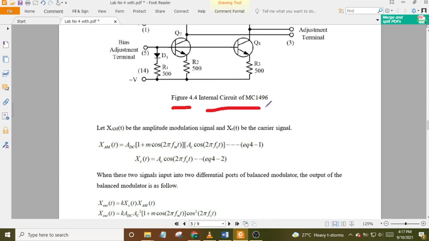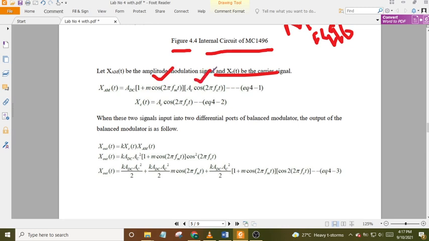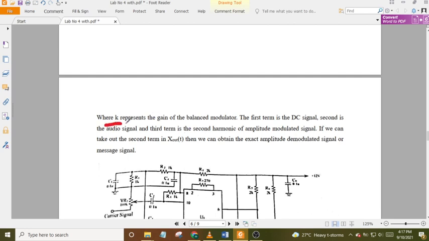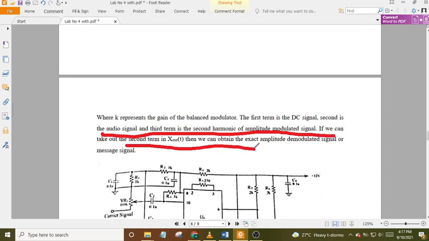Internal circuit of MC1496. Let X_AM(t) be the amplitude modulation signal and X_C(t) be the carrier signal. When the two signals are input to the differential ports of the balanced modulator, the output of the balanced modulator is as follows, where K represents the gain of the balanced modulator. The first term is the DC signal. The second is the audio signal, and the third term is the second harmonic of the amplitude modulated signal. If we can take out the second term in X_out(t), then we can obtain the exact amplitude demodulated signal, or message signal.